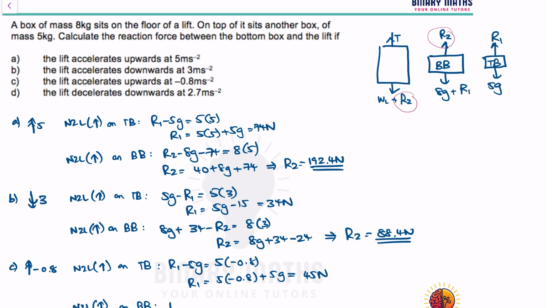Newton's second law applied vertically on the bottom box, because it's traveling up again. That means R2 minus 8g minus R1, which is 45, must be equal to 8 times the acceleration, which is 8 times negative 0.8. So R2 will be equal to 8 times negative 0.8 plus 8g plus 45, which implies R2 is equal to 117 newtons.